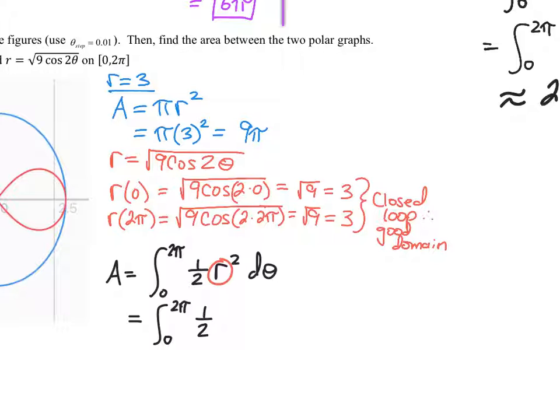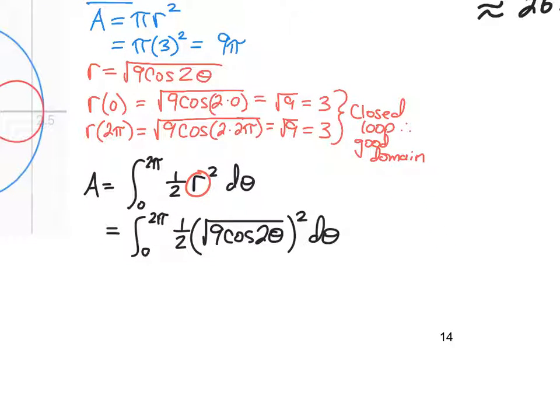So 1/2 of r squared is really going to be 1/2 of, well, I'll write it in radical form first. I'll show the intermediate step. The square root of 9 cosine 2 theta, squared, d theta. But then the radical and power of 2 are going to cancel away. Now, you could pop this right in your calculator right away. I wouldn't do that because you're going to type in more stuff than is necessary. In fact, this cleans up nicely because the radical would cancel with the power of 2, and then you can multiply the 1/2 by the 9.